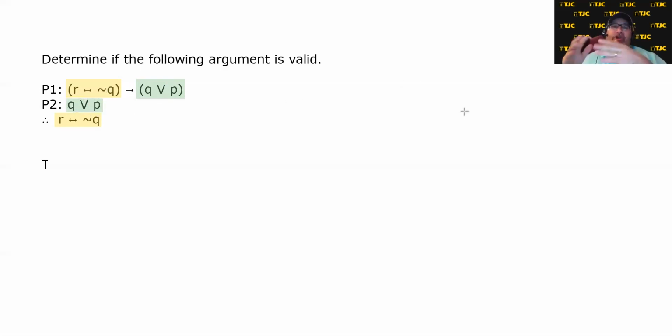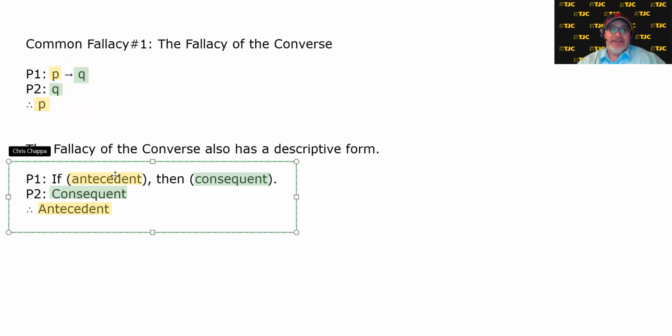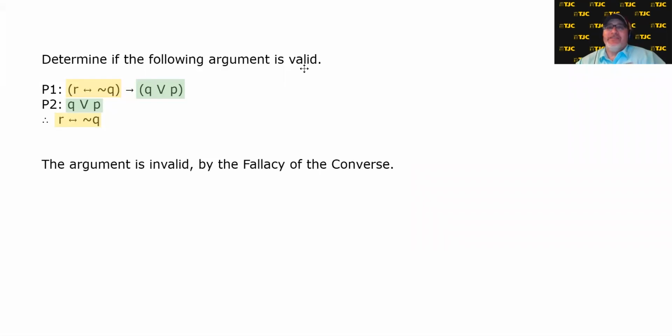So regardless of what Q, P, and R represent, or regardless of any word context which would translate symbolically into this argument, this is the fallacy of the converse. Look at the coloring here, look at the coloring there. And more importantly, look at the wording here. The antecedent at the beginning matches the conclusion at the end. The consequent at the beginning matches the second premise. No matter how you look at it, that's exactly what we have here. So any way you look at it, this argument is invalid by the fallacy of the converse.